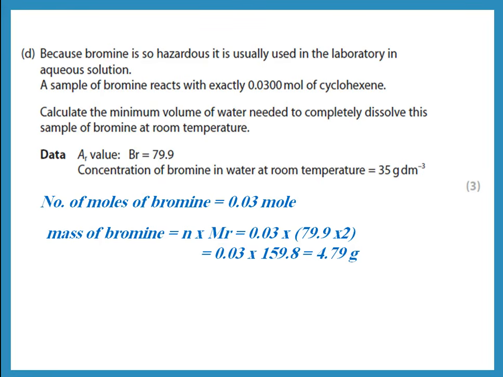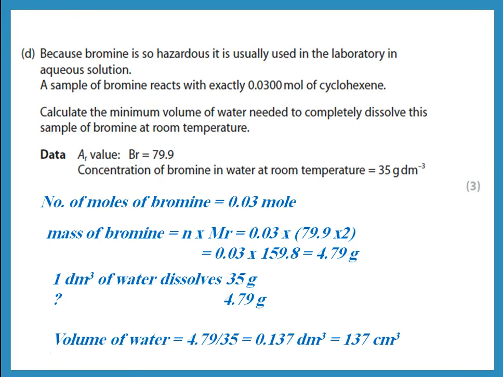Mass is number of moles times Mr. Remember this is bromine, that means it's Br2, so it's actually the atomic mass times 2. And that comes out to be 4.79 grams. So I am dissolving 4.79 grams. Now, he's telling me that 1 decimeter cubed of water will dissolve 35. So how much water will I need to dissolve the 4.79? This is a straightforward cross multiplication. So 4.79 over the 35 gives you a volume of 137 centimeter cubed.